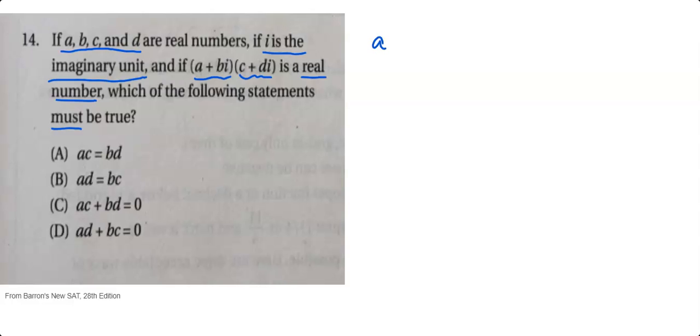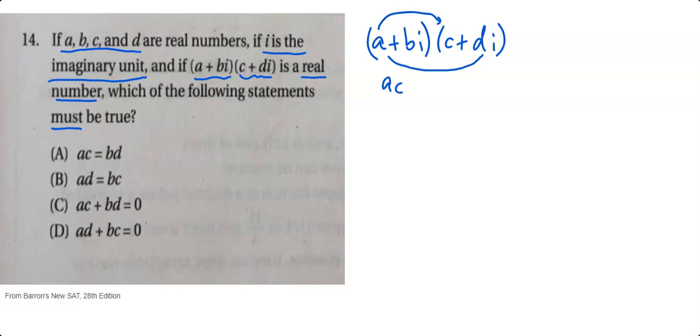So we've got A plus BI times C plus DI. We've got to do FOIL on this. A times C is AC. A times DI would give us ADI. BI times C gives us BCI. And then BI times DI gives us BDI squared.